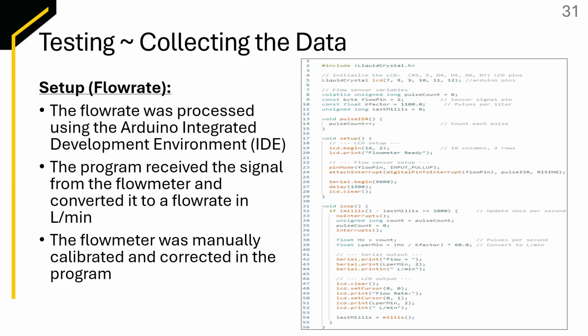A graduated cylinder and a stopwatch were used to calculate the actual flow rate. The K-factor was then appropriately changed in the code until the flow meter matched the calculated flow rate. The change was from an original value of 588 to 1100, seen on line 10 of the code.